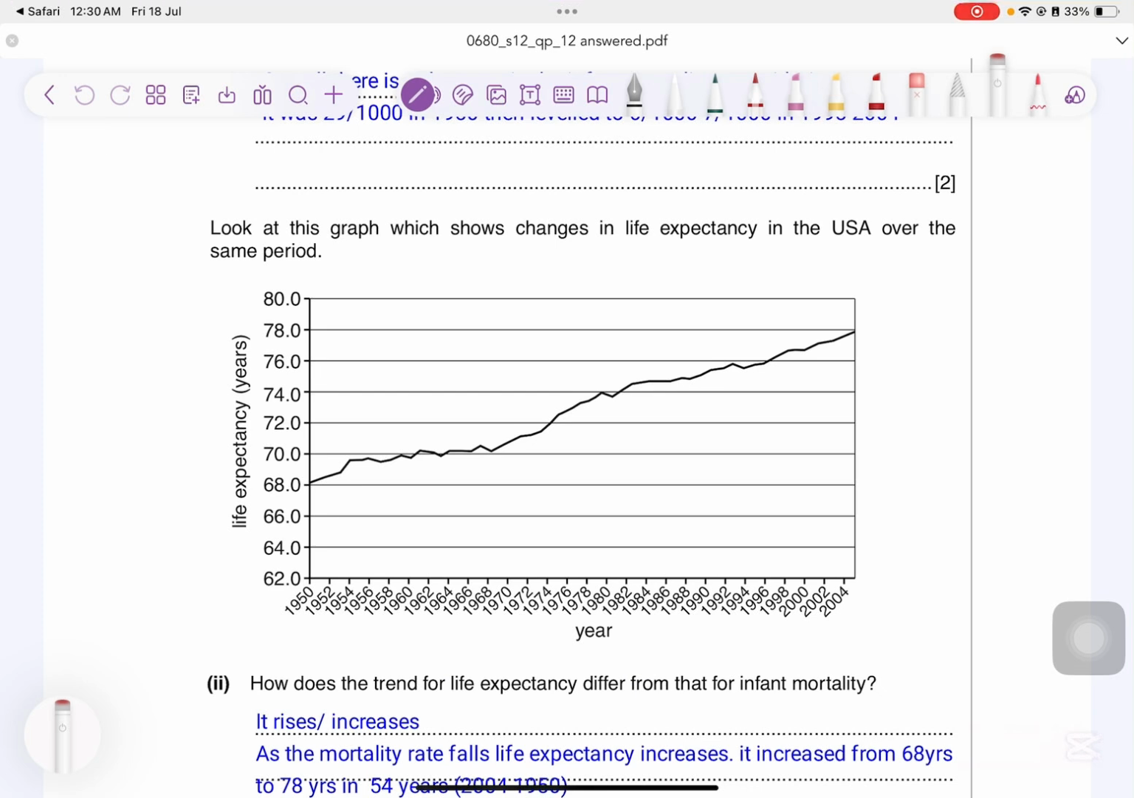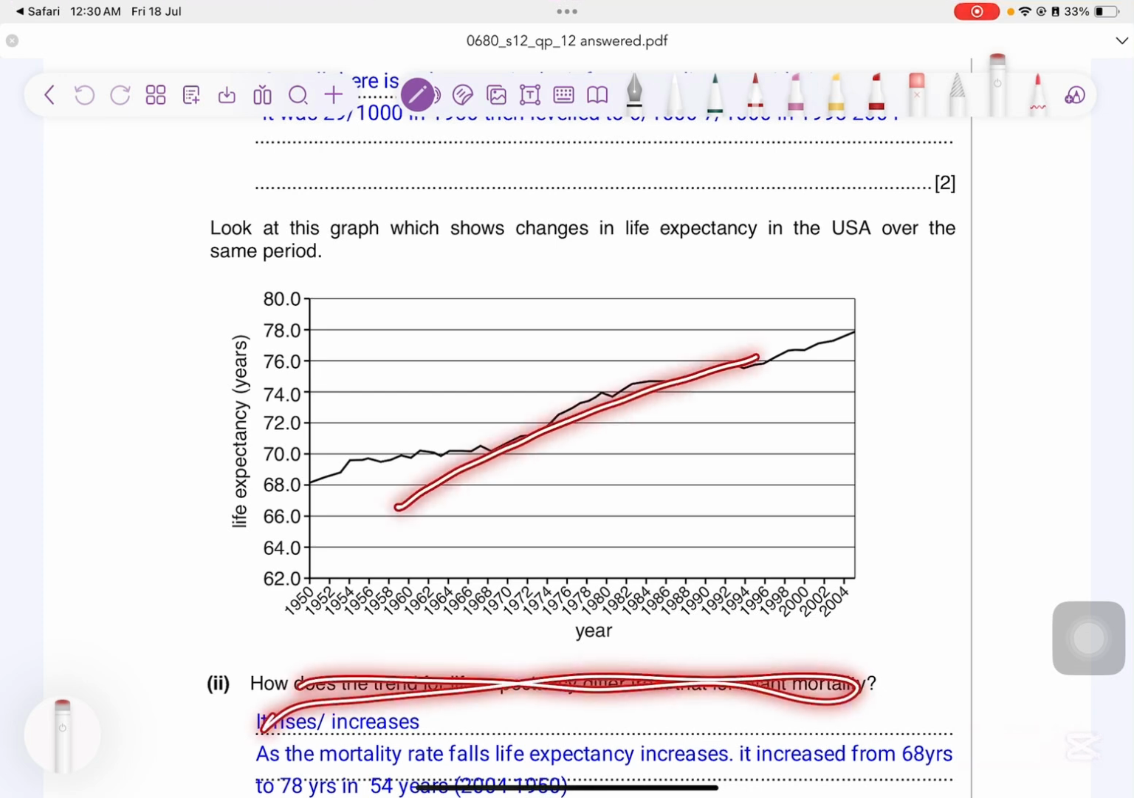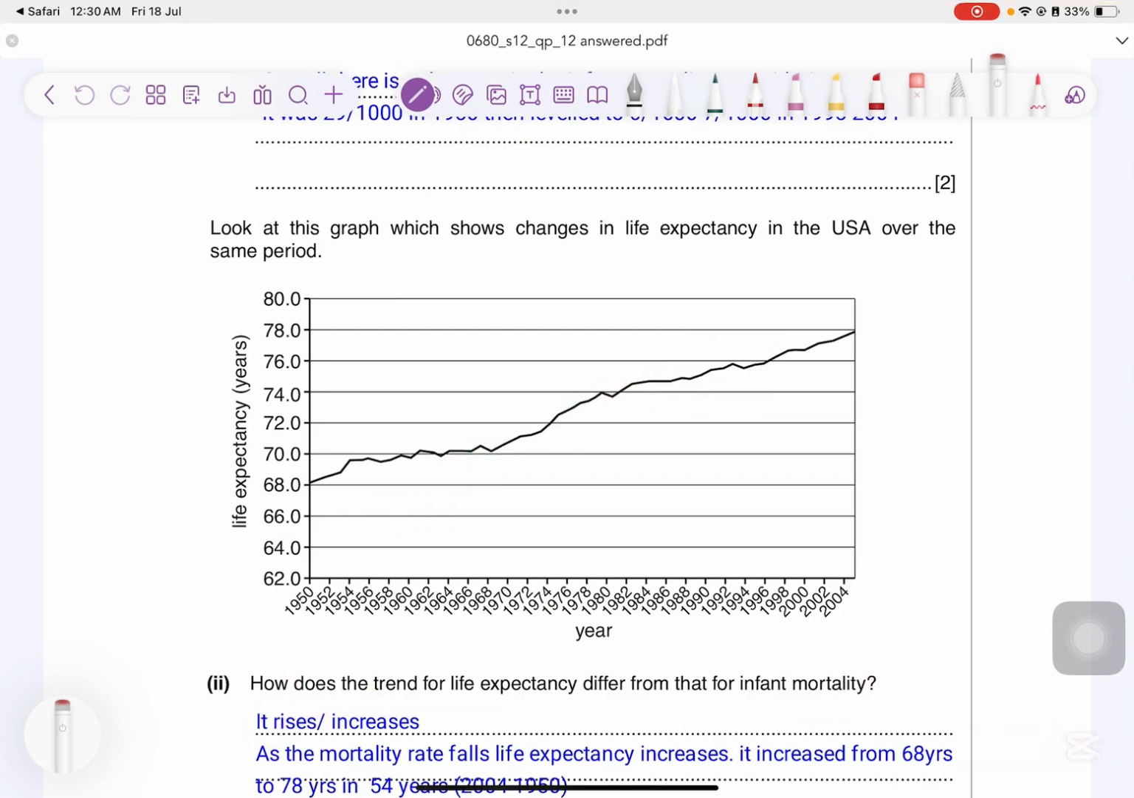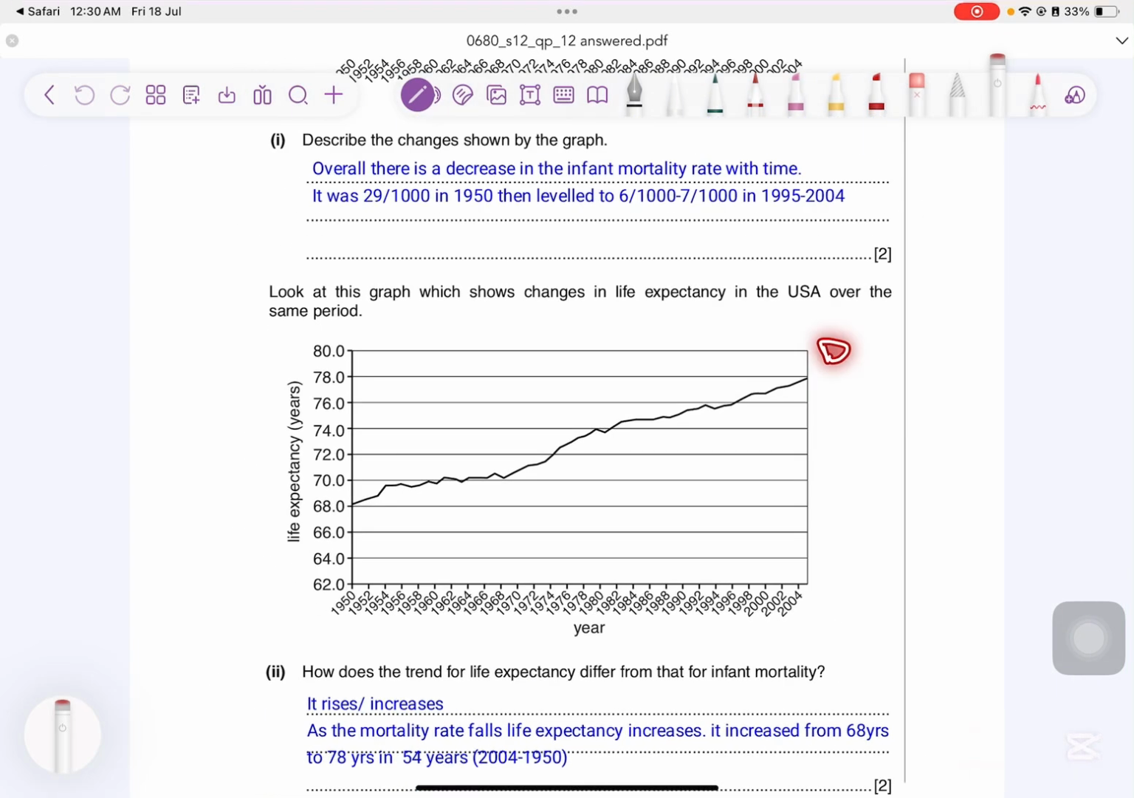Next, it's talking about the life expectancy. Again, without reading the question over here, we're going to see what the trend looks like. The trend looks increasing, so that's what we're going to say. Read the question carefully, because sometimes they can ask you to explain the trend. And it says describe. You're going to just describe what you're seeing. We see an increase in the trend.